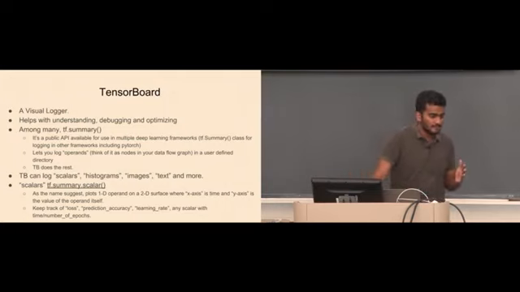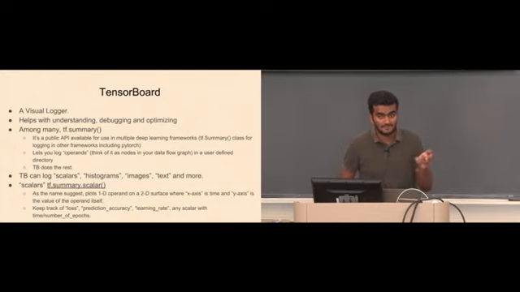So when I say that we can plot images, I basically mean that it's going to be a matrix. It's going to be two-dimensional. It can also be three-dimensional, where the third dimension could be the number of channels that you have in that image. And TensorBoard automatically plots that image for you.